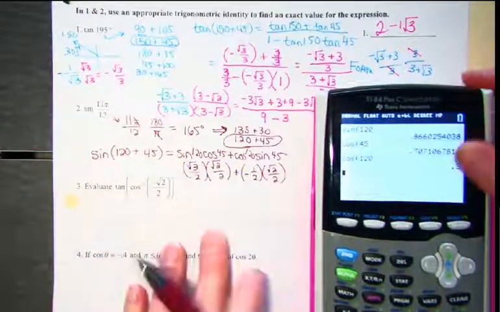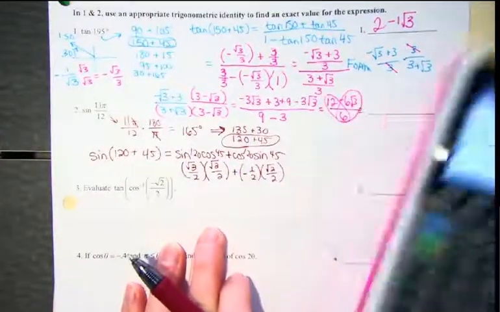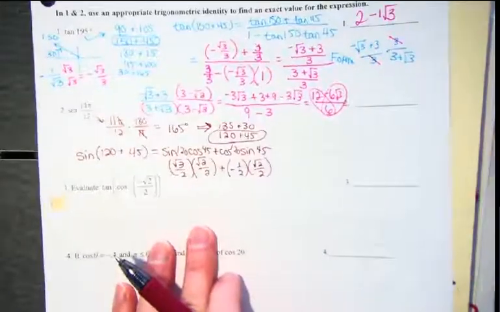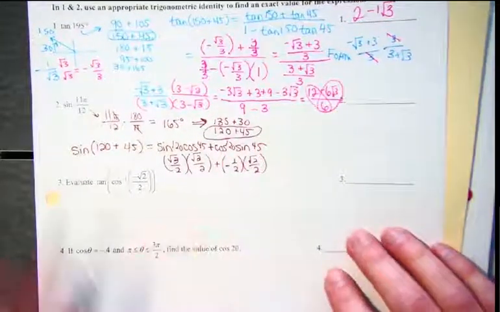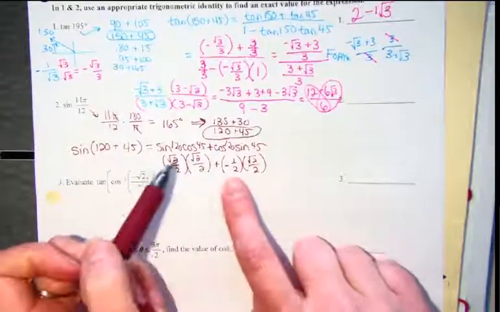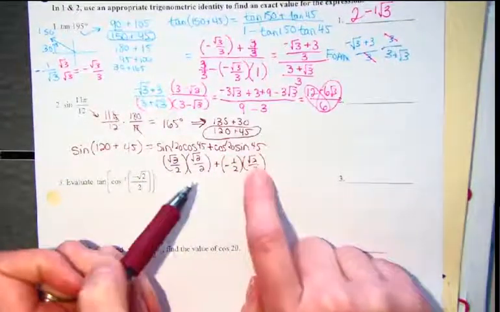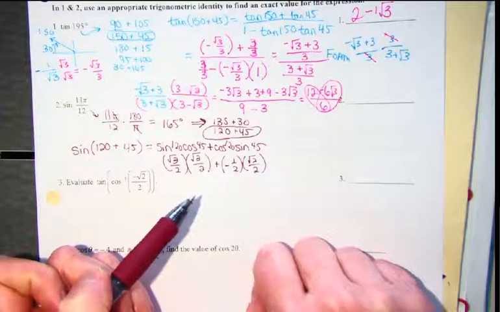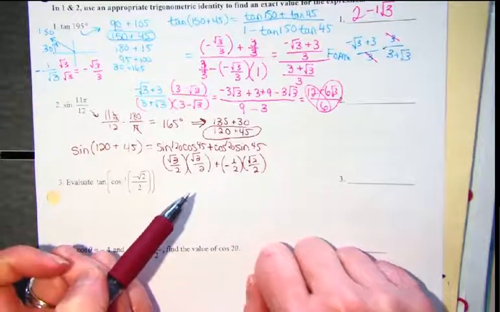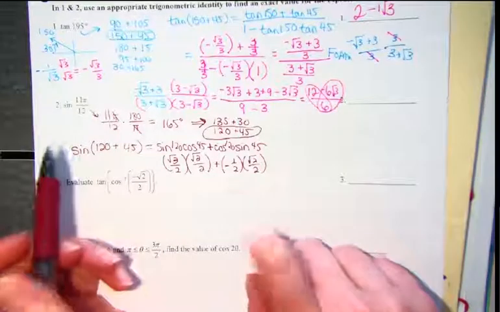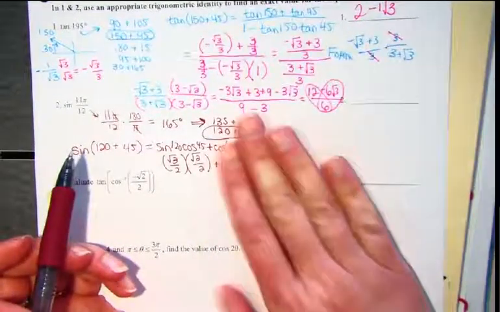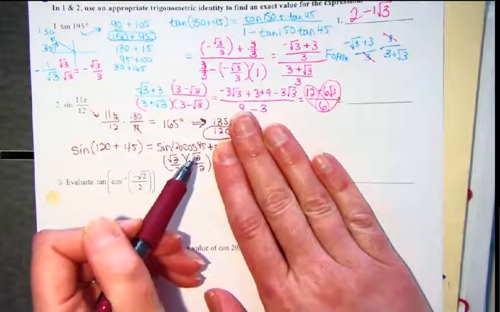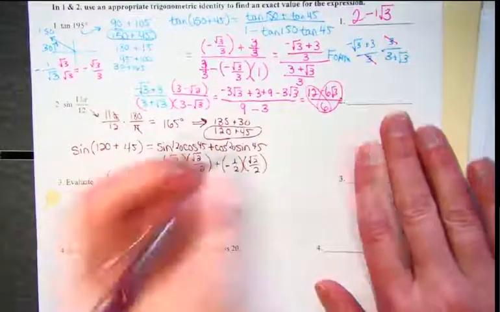I continue that to fill in all of my values. Once I have all of my values substituted, I'm ready to start multiplying. My first fraction, remember when I multiply fractions, I multiply straight across. Root 3 times root 2 is what? Square root 6.